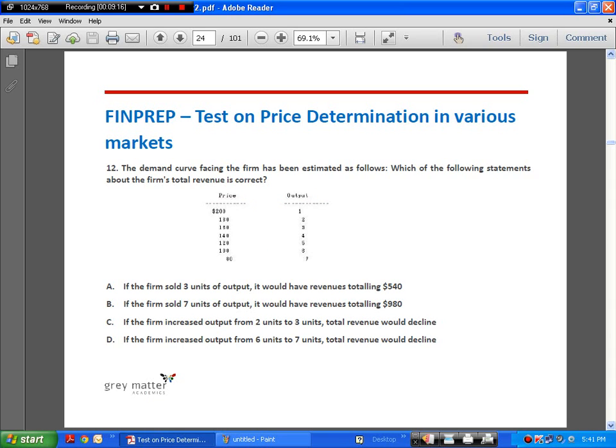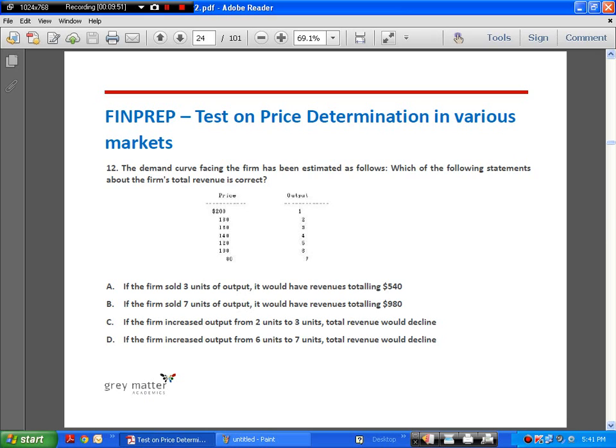The 12th question. The demand curve facing the firm has been estimated as follows. Which of the following statements about the firm's total revenue is correct? So we have the price which is given and then the output. You will notice that the total revenue is falling as we move from the 6th to the 7th unit.